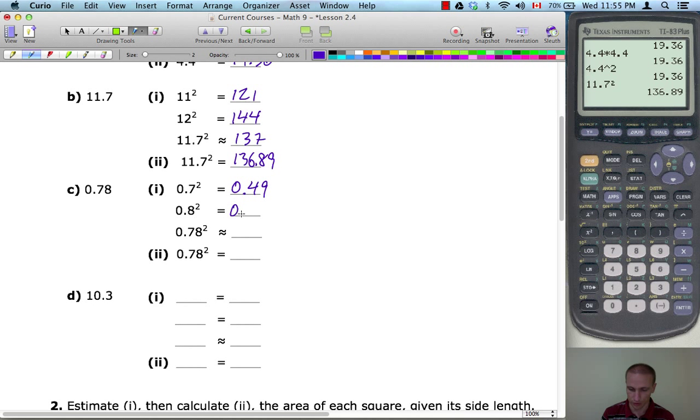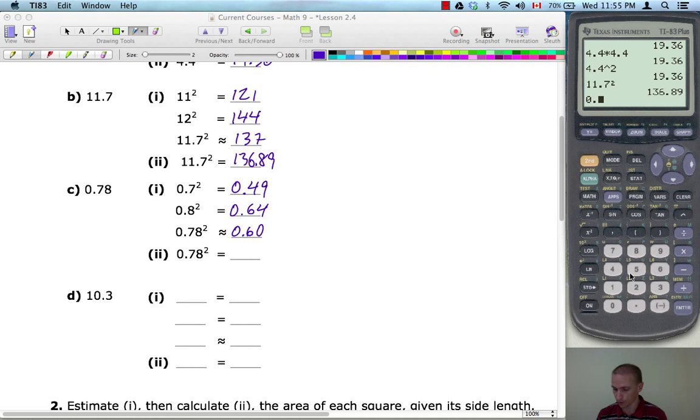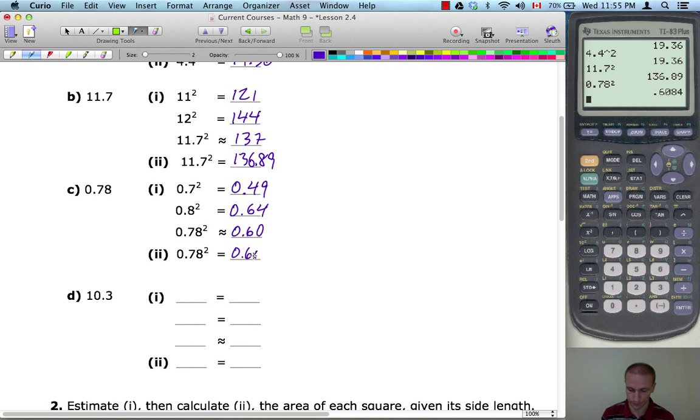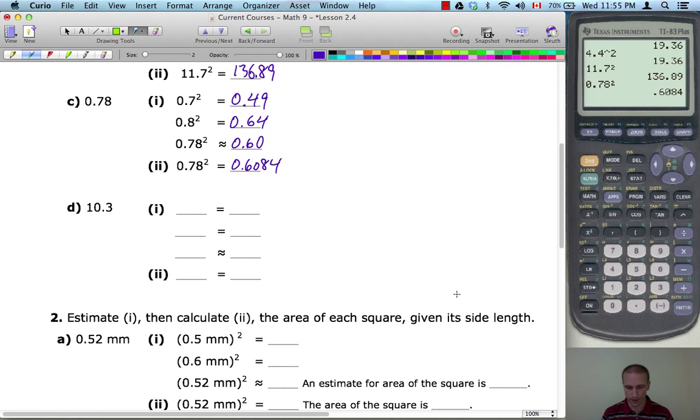0.8 squared would be 0.64, and so 0.78 squared should be closer to 0.8 squared than it is to 0.7 squared. So you might guess something like 0.6. And if I actually do that, 0.78 squared, I get 0.6084. So not bad as an estimate.